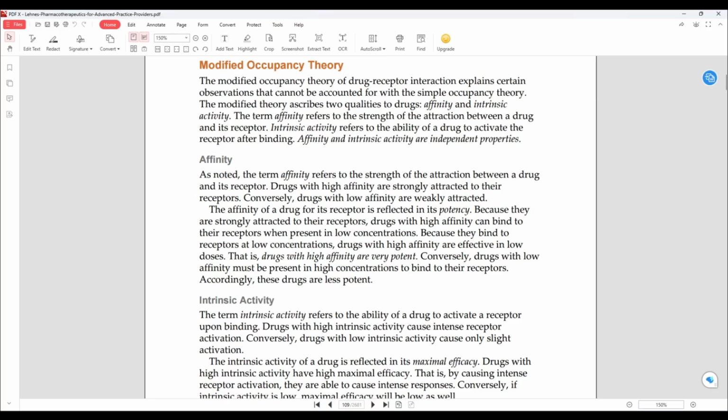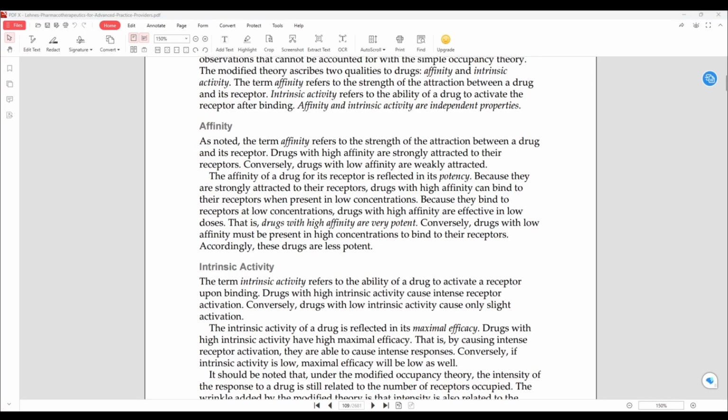Intrinsic activity refers to the ability of the drug to activate the receptor after binding. Affinity and intrinsic activity are independent properties. So, affinity. Affinity, as noted, the term affinity refers to the strength of the attraction between the drug and its receptor. Drugs with high affinity are strongly attracted to their receptors.